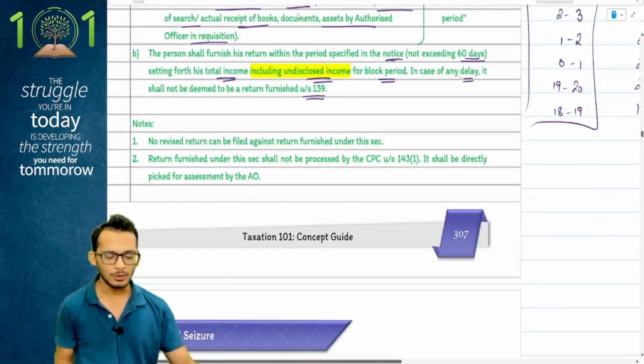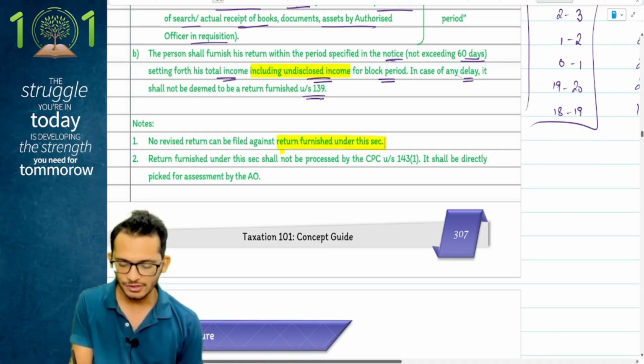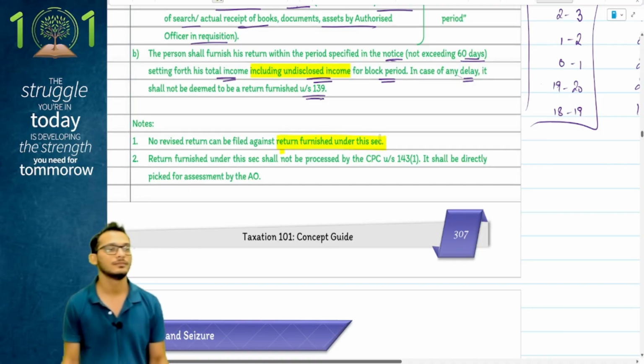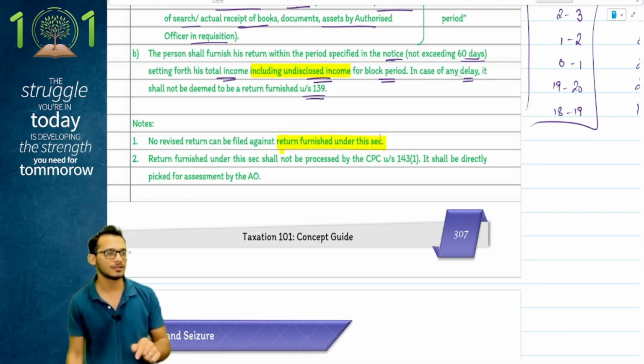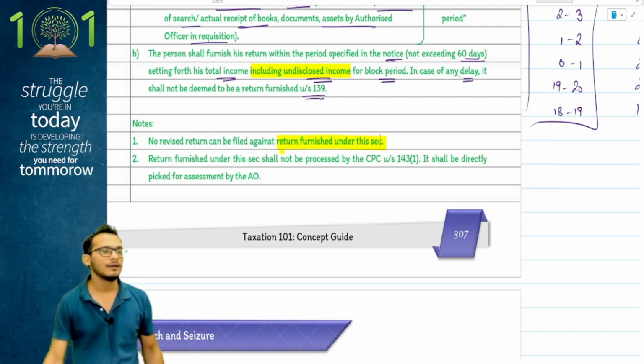Yes. Second, note, no revised return can be filed against a return which is furnished under this section, because you're filing a return in consequence of search. There is no timeline given for revised return. Imagine search started, assessment is going on. During assessment process, you found out that you're going to get trapped. Just to save penalty, now you suddenly file revised return during the assessment process. Can I do it? No. One time return option.